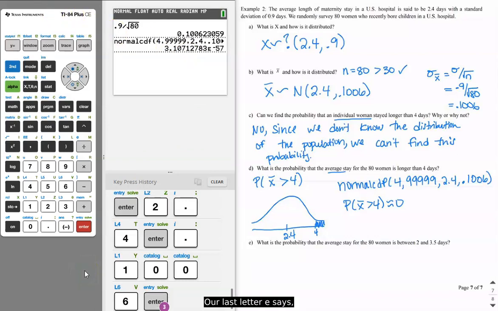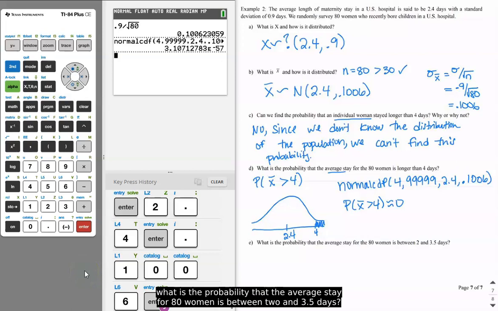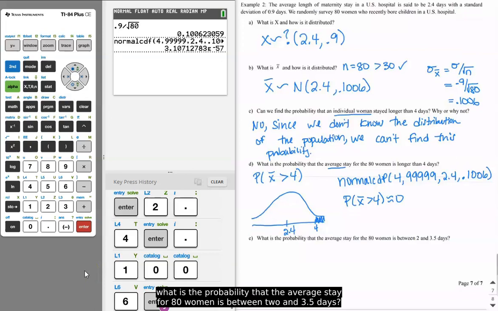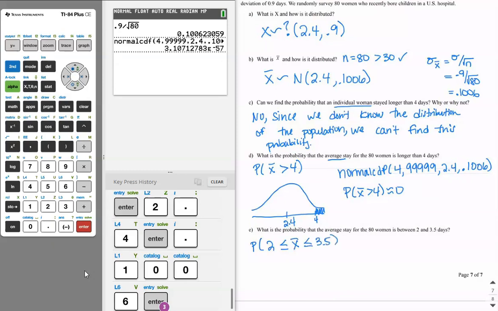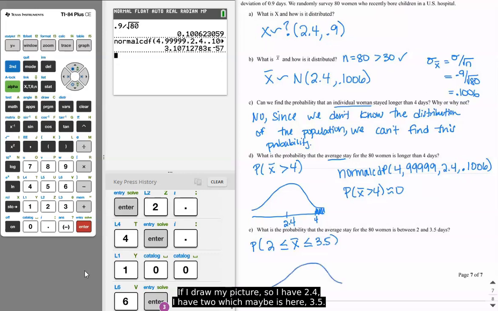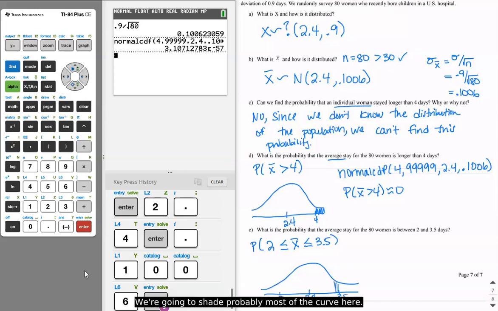All right, so our last letter, E, says, what is the probability that the average stay for 80 women is between 2 and 3.5 days? So they want to know the probability that it's between 2 and 3.5 days. Okay, so let's see here. If I draw my picture, I have 2.4. I have 2, which maybe is here, 3.5. So we're going to shade probably most of the curve here.